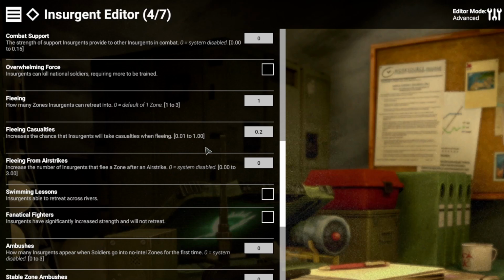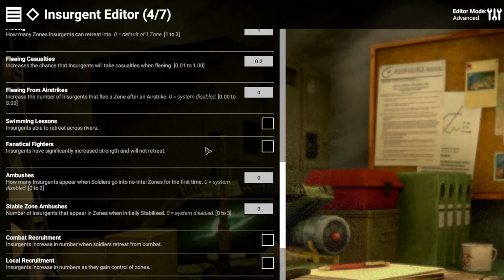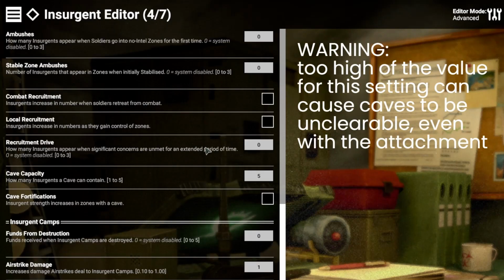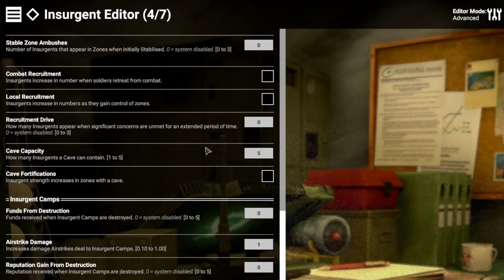Recruitment drive. Self-explanatory. Cave capacity. Default of 5, but the higher the value, the longer it will take to clear the cave. As with testing, high amounts of insurgents will prevent the cave from being cleared. Funds from destruction. Self-explanatory. Airstrike damage. Default of 1. Setting this value to 0.5 will require 2 hits, etc.